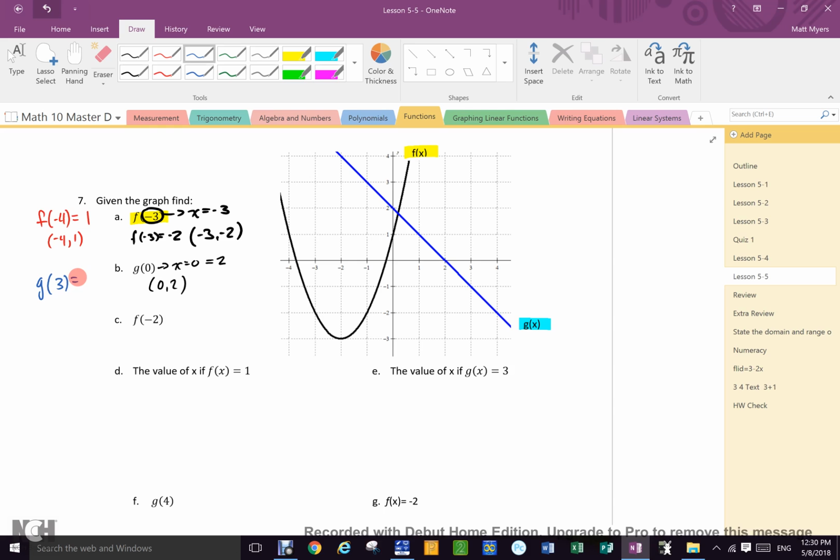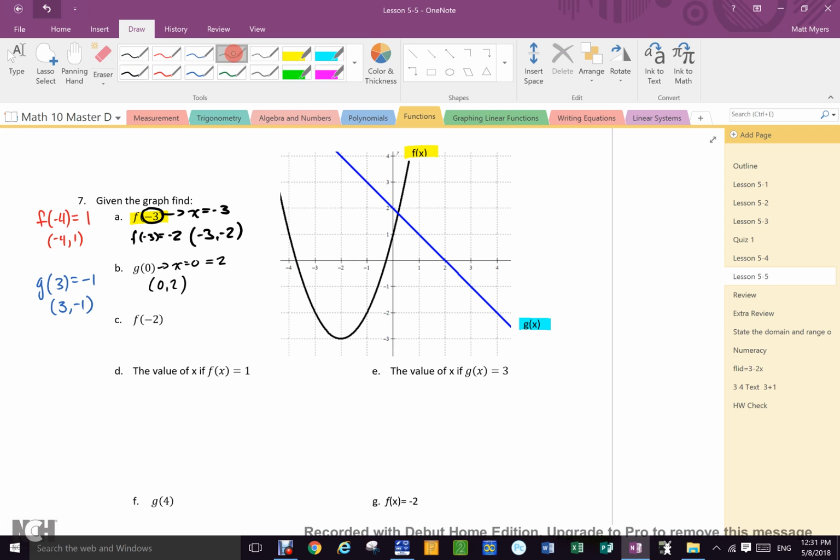But seriously, folks, where do I go? You go to 3. X is 3, and I want a specific spot where x is 3, which is this forever, correct? I only care about it where it is on the g of x curve, which is right there. So what is it? -1. So what's my ordered pair? 3, -1. Is everybody good? Great. Let's check C.